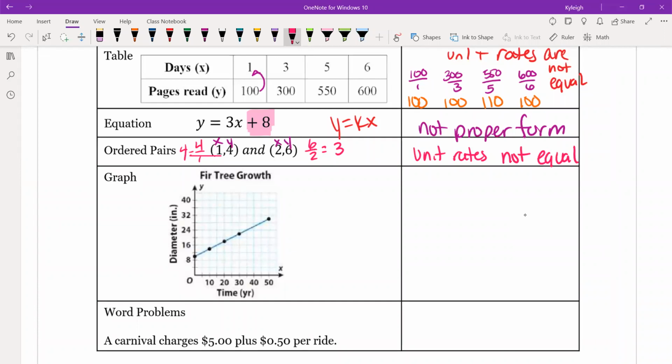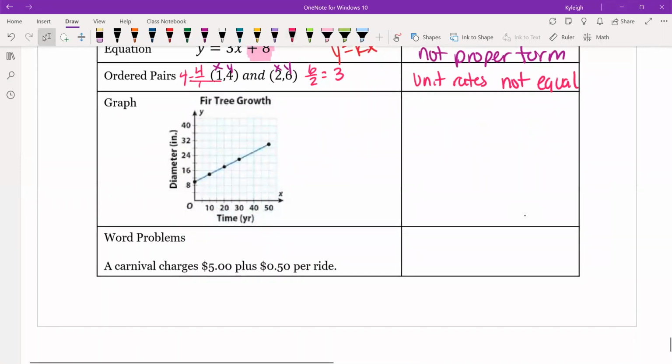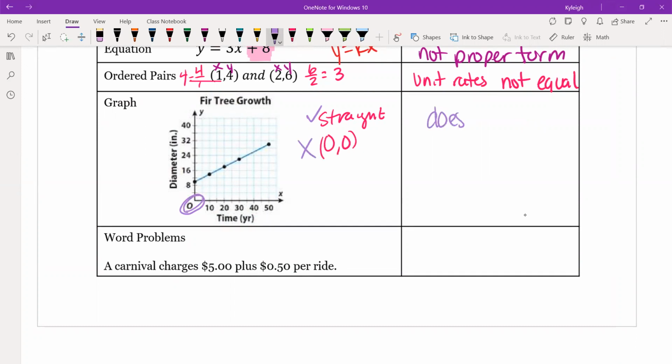Okay, so remember, let's look at the graph now. In order for a graph to qualify, it's got to be a straight line, which this is. So is it straight? And does it go through the origin? Well, it is straight, but does it go through the origin down here? No. So it does not start at the origin.